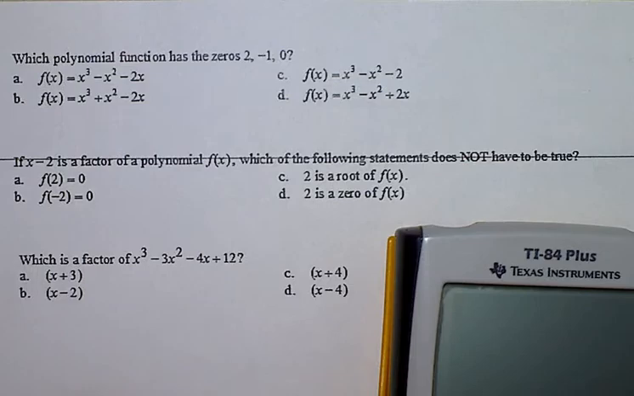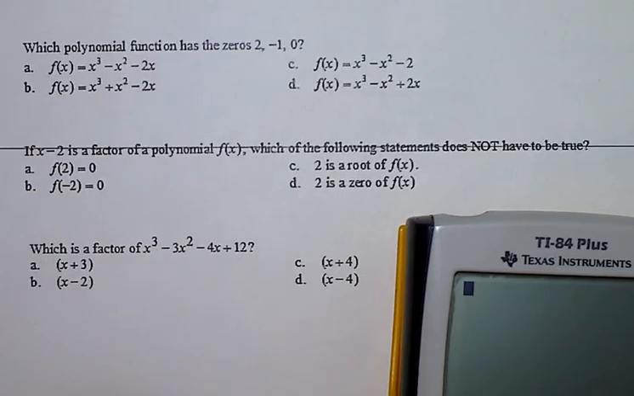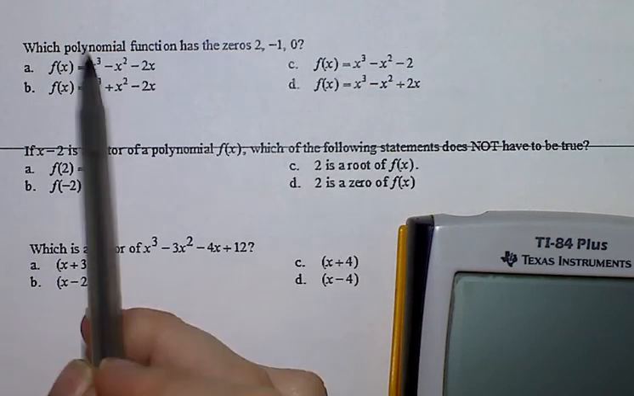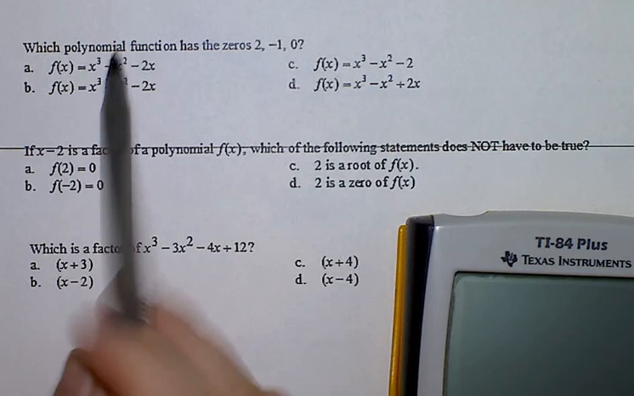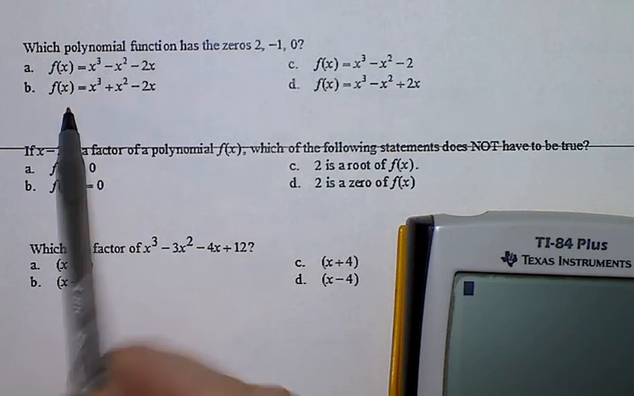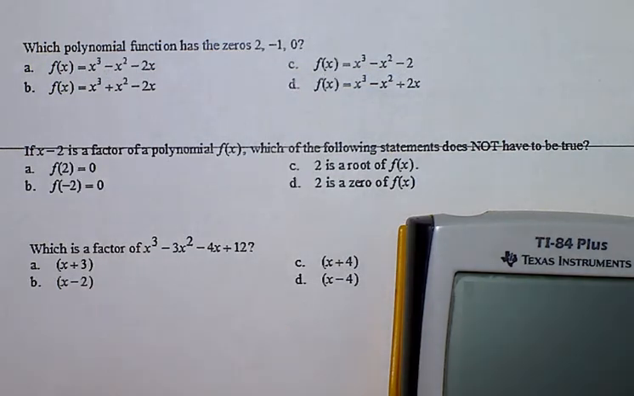Okay, we've gone over problems like the first one. Which polynomial function has the following zeros? Okay, so let's split this up. I'm going to go one by one until I get the answer, but let's have you and your partner. One does A and B and the other does C and D. Looking for zeros of 2, -1, and 0.